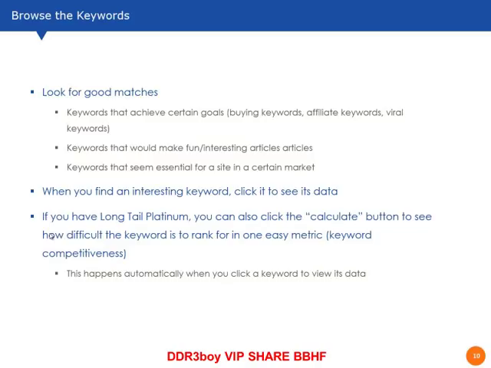Of course, you want to look for good matches that are either good buying keywords, affiliate keywords, or potentially viral keywords. All of these can be generated in Longtail Pro. And of course, when you find an interesting keyword like I did, you go ahead and click on it to see its data. And if you have Longtail Platinum, I should mention, is only when you can use that calculate button, that calculate KC button, to see how difficult the keyword is to actually rank for. That's just one metric that'll show you the competitiveness.